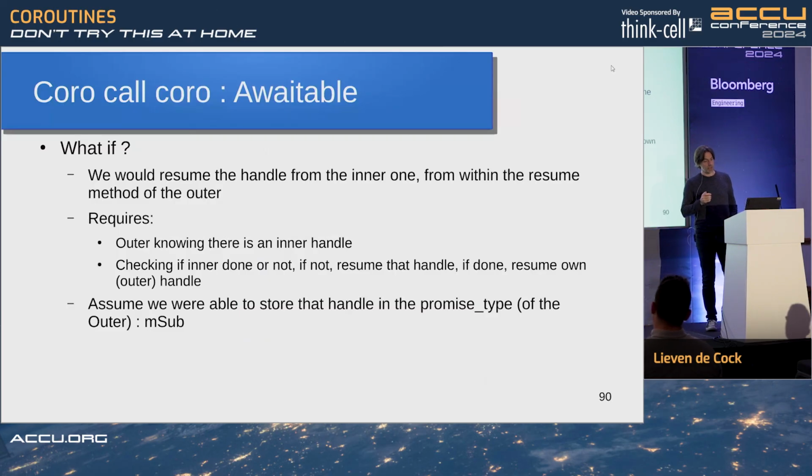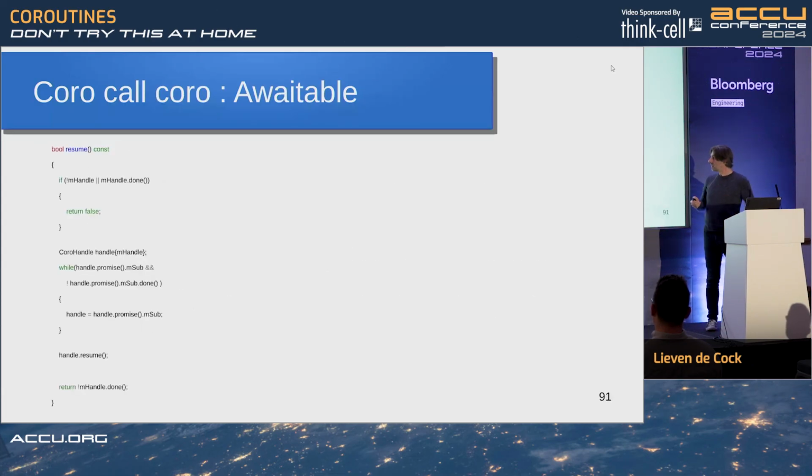Now, let's assume that the handle of the inner coroutine magically appears in the promise type of the outer coroutine. And that means we're going to store it in the promise type of the outer coroutine, and let's give it a name, msub. So let's assume we can get it there. One problem at a time. Then resume could look like this. So resume on the outer coroutine.